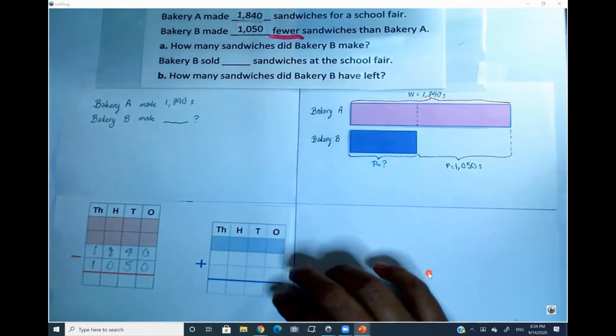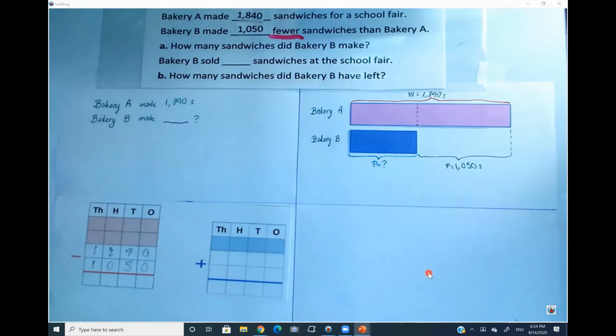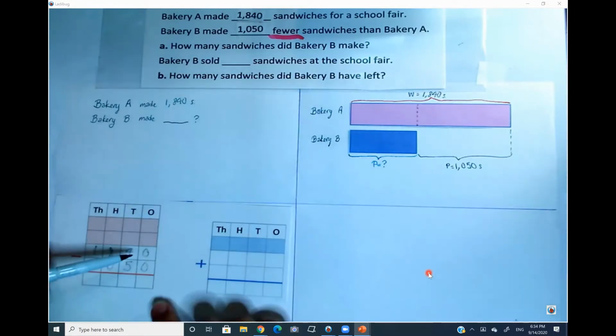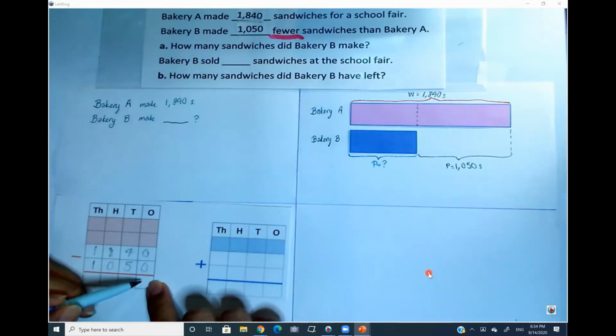Now, let's remember how we did it yesterday. And then we said 0 minus 0 is 0. I can subtract that.